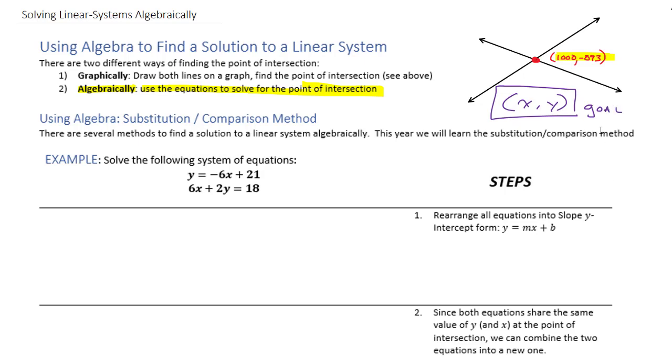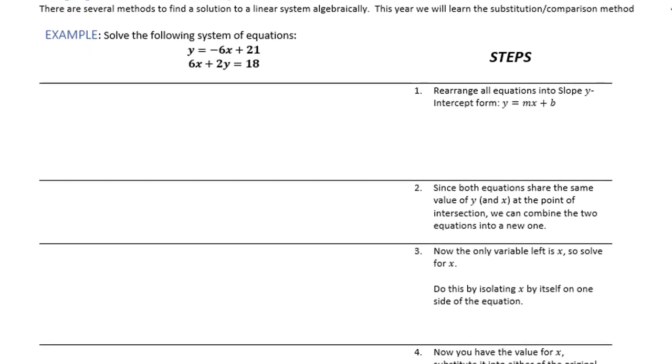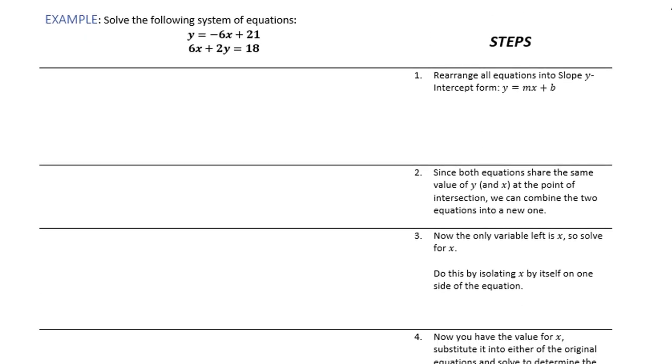So here's how we do it. I got the steps written out, and it'll be in your handout if you want to print that out at home. Okay, so let's start by solving this. I got all the steps written out, so hopefully you can follow along. The first thing is we need to rearrange all the equations in slope y-intercept form. Remember, that's y equals mx plus b form. Okay, so let's check it out.